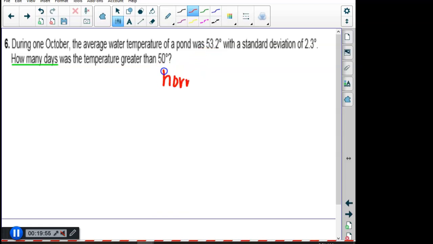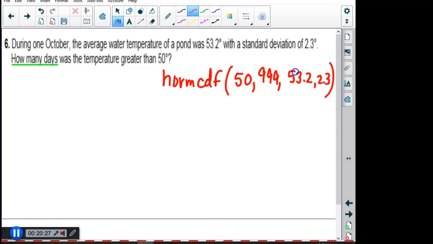So if we're going to use norm CDF, how do we say greater than 50? Lower has to be 50, and what do we want to put for the max? Yeah, we could probably put 100 degrees, or Hofbauer's default is like 999. Anything above 50, how many days were greater than 50 degrees with a mean of 53.2 and a standard deviation of 2.3? All right, someone type that for me and tell me.